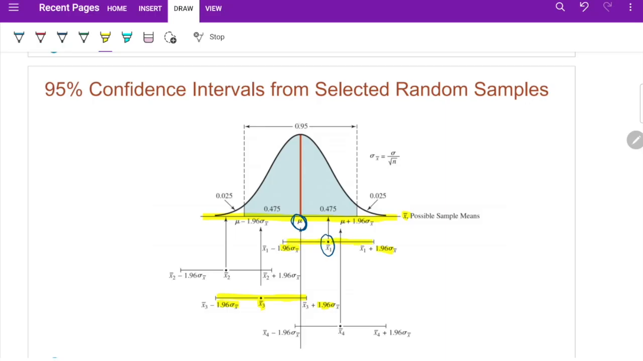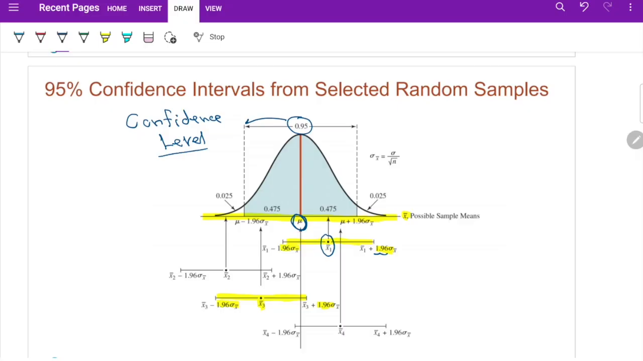Now, what does it mean by 95%? How did we get the 1.96? We got 1.96 from the 95%. The 95%, we call it the confidence level. What does it mean by the confidence level? This is a very important concept. Let me put it in a simple context so you understand.